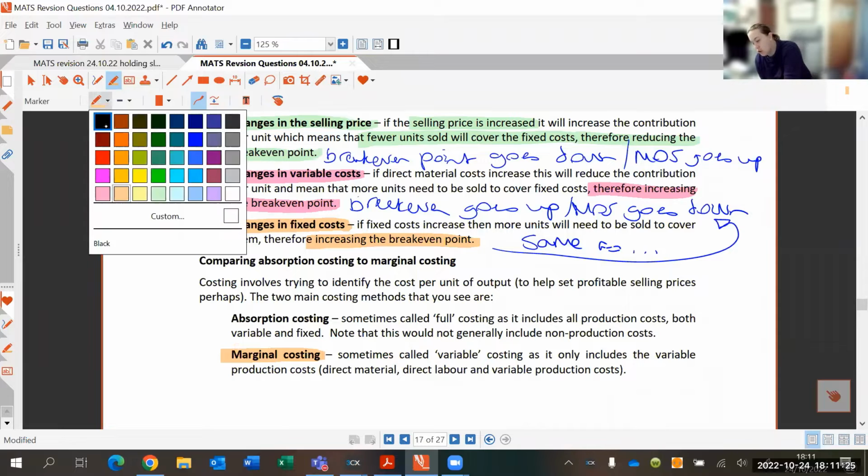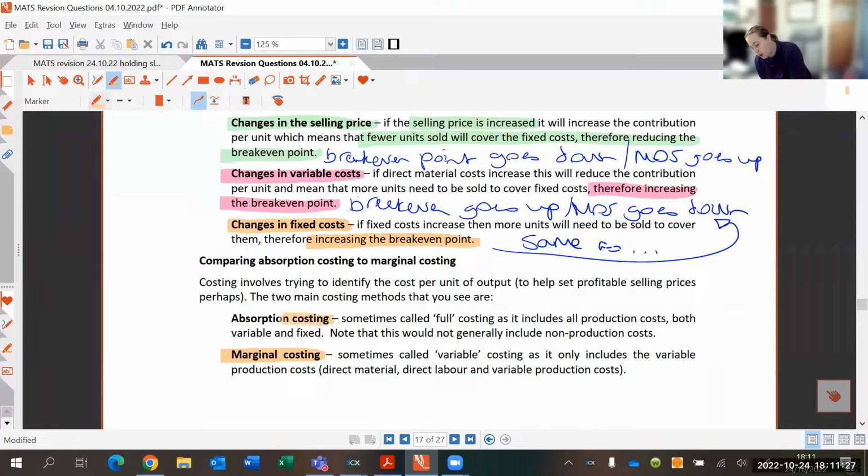With absorption costing, we call this full costing because it does everything. Yeah, so it will also include any production related fixed costs as well. So we're making sure that when we are costing out a product, we are covering everything. And that's why it's a bit more in depth and a bit more full. Yeah, so we don't include non-production related costs in that.